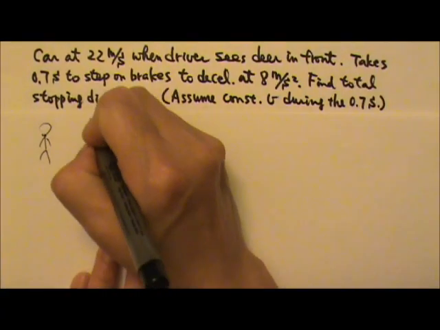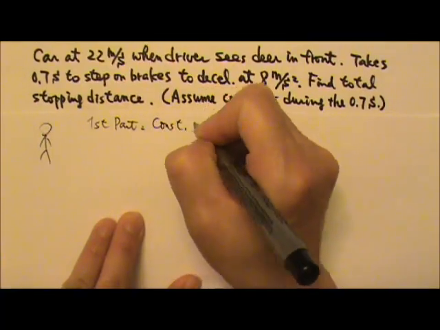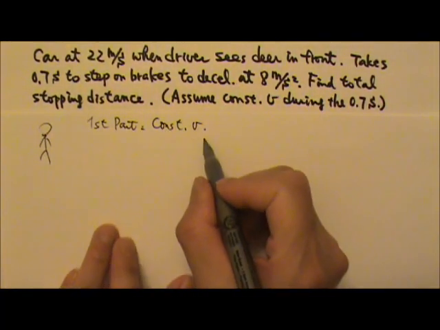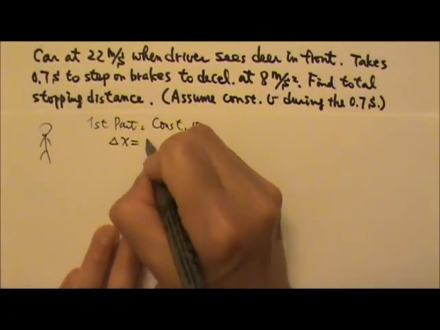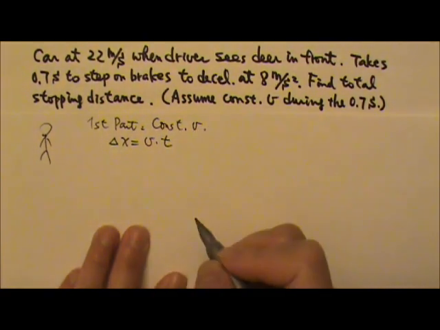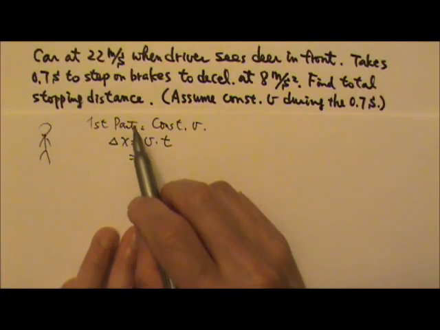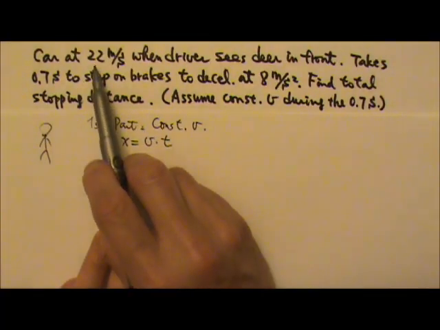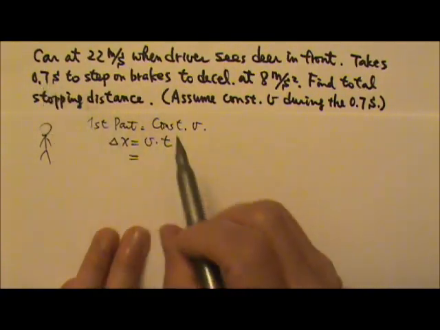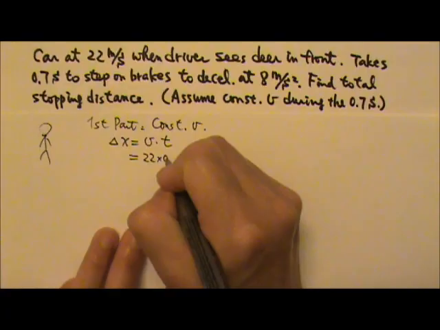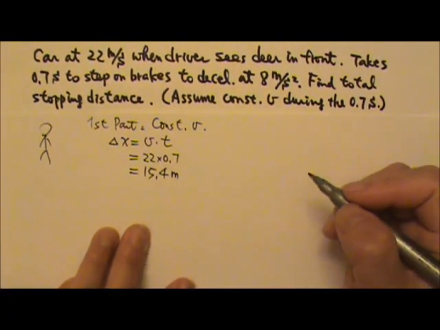Okay, so let's see. The first part, you have constant velocity motion. If it's constant velocity motion, it's simple. There's only one equation you will need. That is the displacement is the velocity times time. So all you have to do is to multiply the velocity by the time. For the first part, the constant velocity motion, the car was traveling at 22 meters per second, and it lasts 0.7 seconds. So it's 22 times 0.7. The distance traveled will be 15.4 meters.